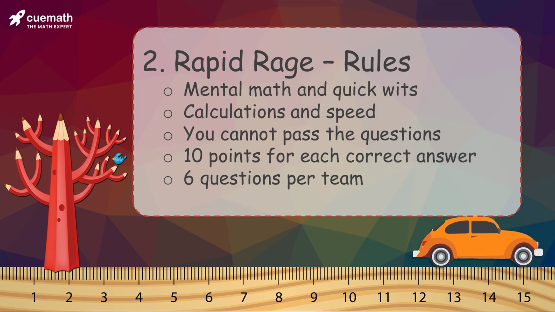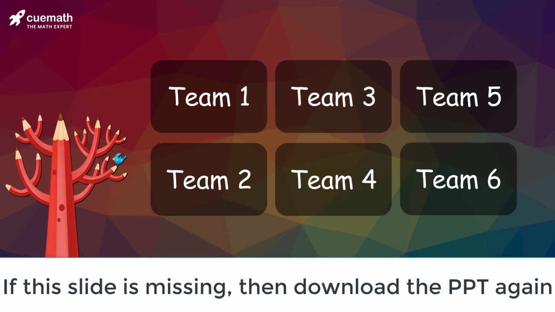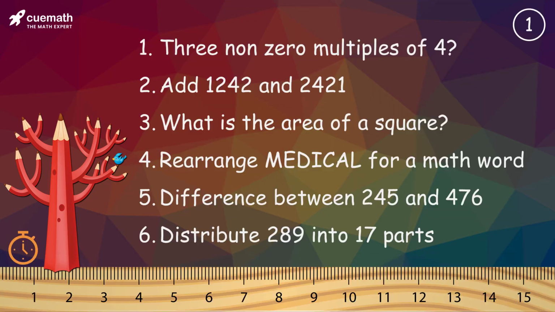Similar to round 1, the second round will start with the rules. Discuss the rules with the participants and move on to the next slide, which is the index slide. As you can see, it is marked with the team numbers. If you cannot find this slide on your PPT, then download the PPT again. Click on the button with the team's number to view the question.